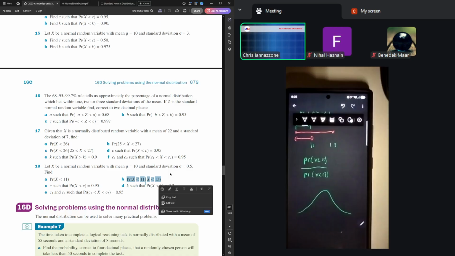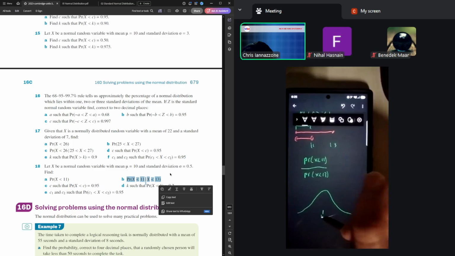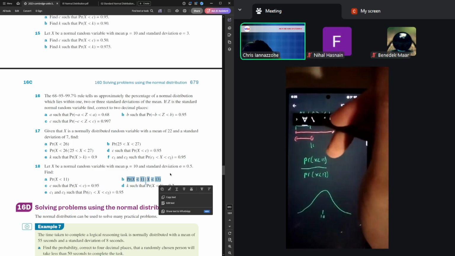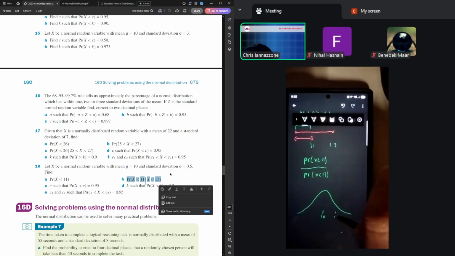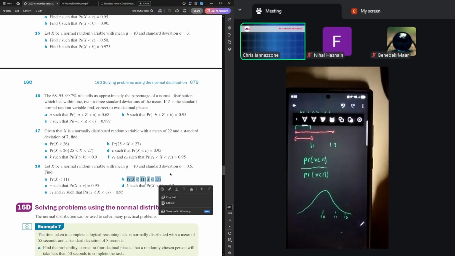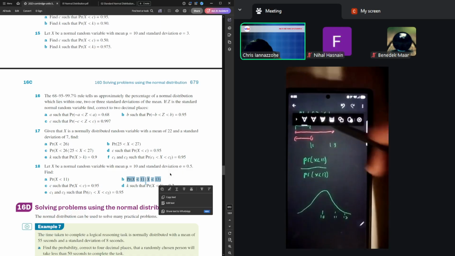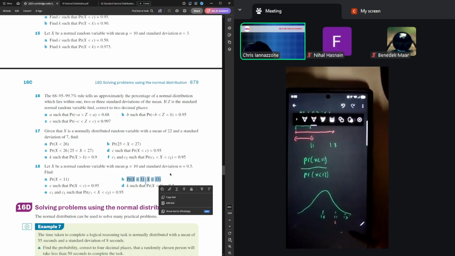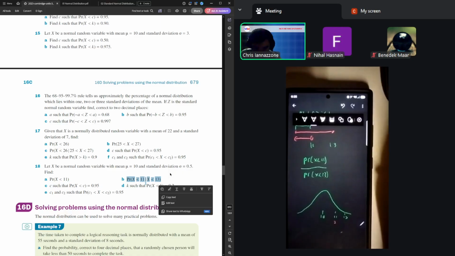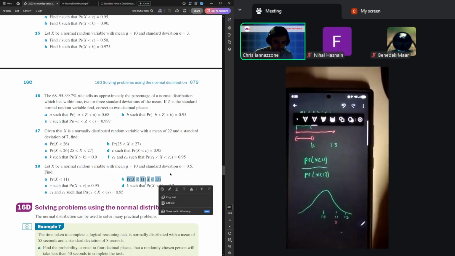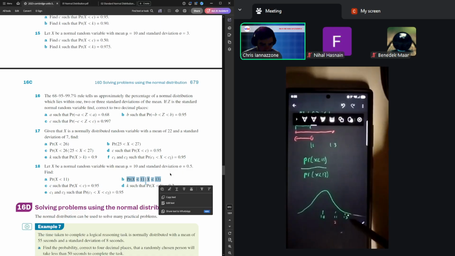Normal distribution, we have a mean of 10, standard deviation of 0.5. The values of interest are 11 and 13. Since the standard deviation is 0.5, that means this one would be 2 standard deviations away, and this one, okay, that's going to creep out of the scope. We only max out at plus minus 3 standard deviations. This is going to go further.